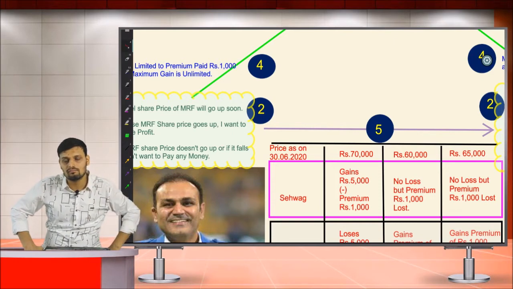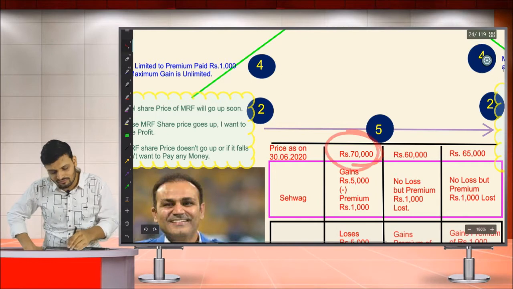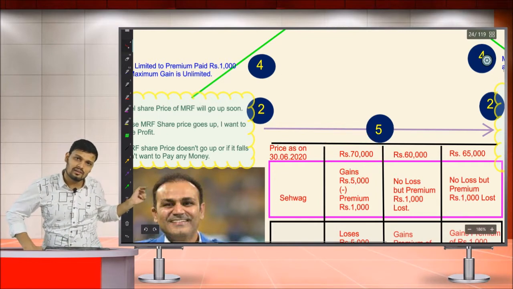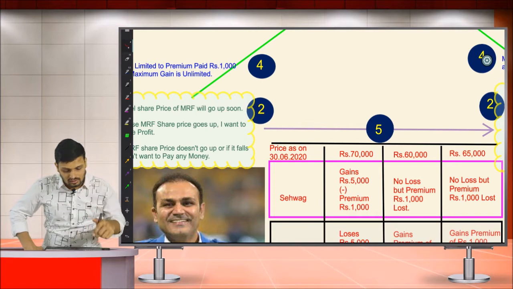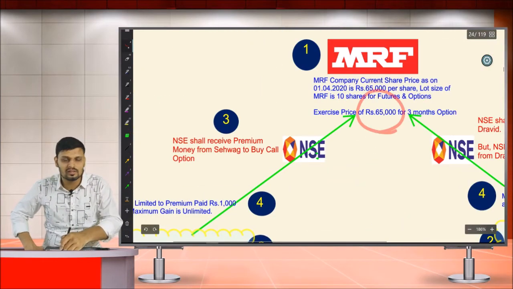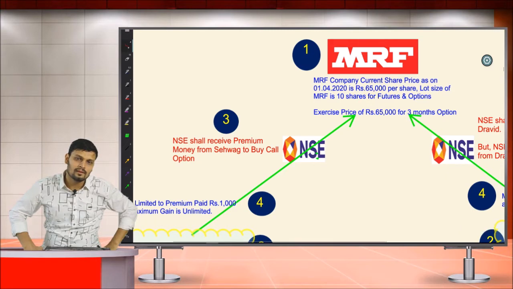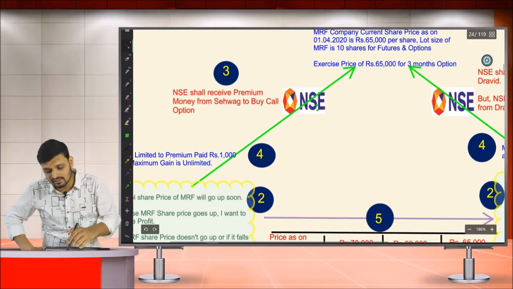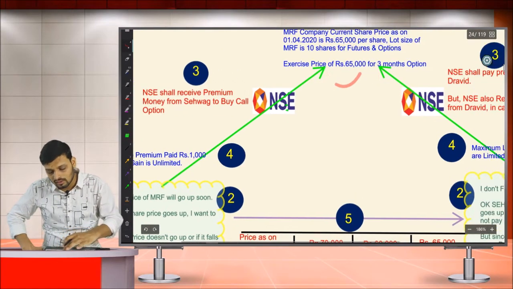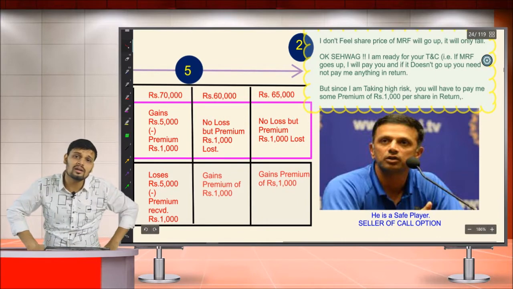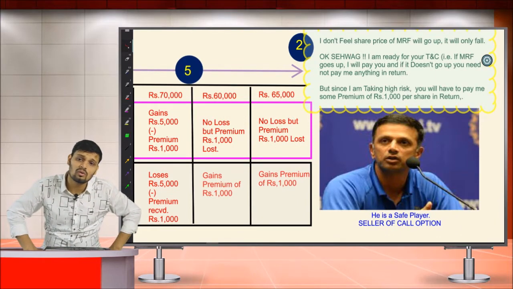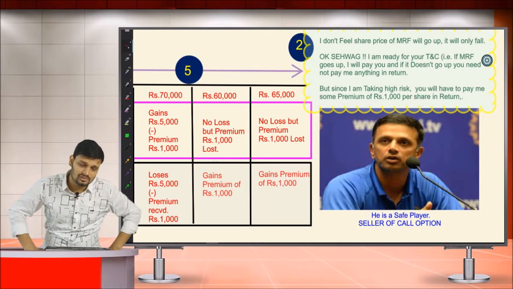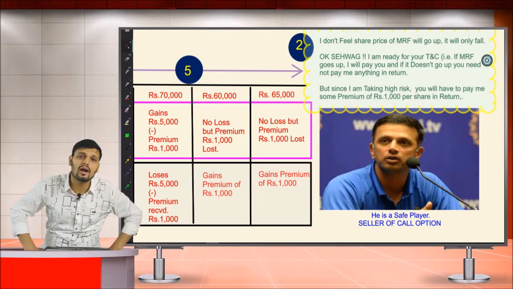But let us say in the physical market, one share is available for 70,000. Sehwag agreed to buy from Dravid at 65,000 3 months ago. So now Sehwag will utilize his right to buy at 65,000. Can Dravid tell him, no, I will not sell to you at 65,000? No. Can Dravid inform Sehwag that he will not be able to sell at 65,000? Can he do that? No. He cannot do that, right?